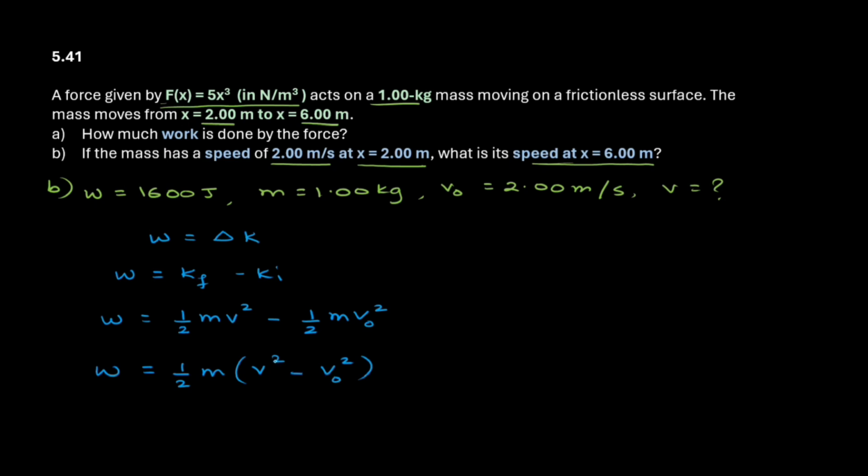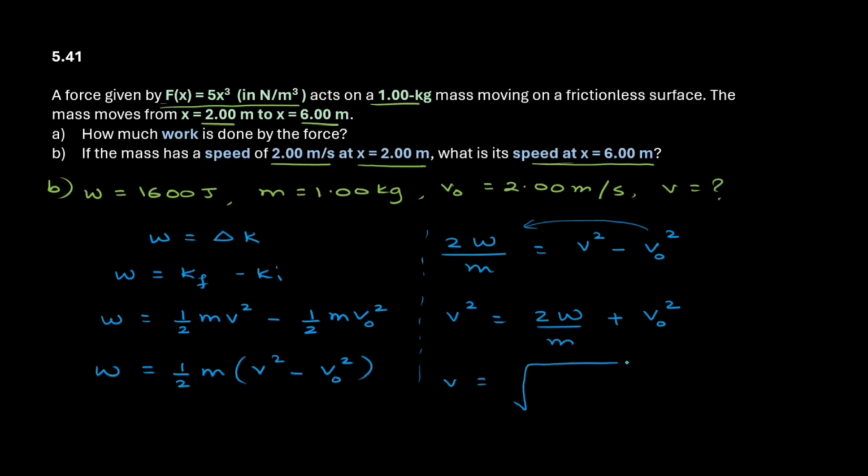We need to find what is v final. So let us rearrange the term. I'm going to multiply with 2 on both sides and divide by m. So when you do that, you get 2 times the work done divided by the mass m equals v final squared minus v initial squared. Now move v initial squared to the other side and we get v final squared to be equal to 2 times the work done over the mass m plus v initial squared. So v final will be square root of 2 times the work done over mass m plus v initial squared.